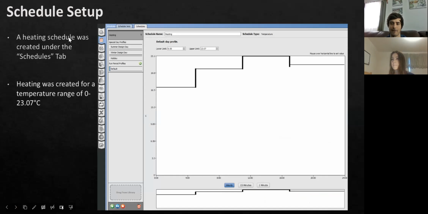All right, so we set up a schedule for heating throughout the house. This was to determine the amount of energy that would be consumed in the house. So we set when the heating would be on and when it would be off based on this. Our heating was created for a range between 0 and 23.07 C. This heating was the main energy consumption in the house, so we thought it needed to be highlighted here in the schedule.